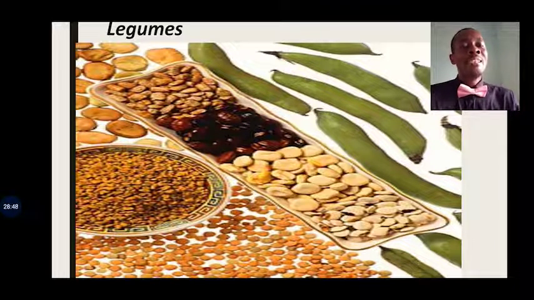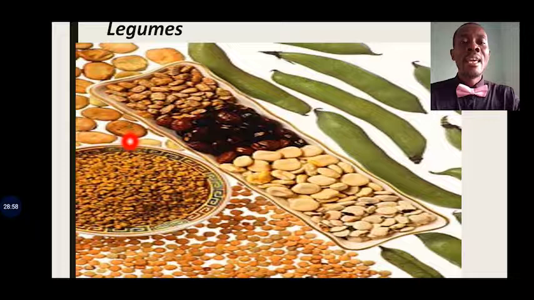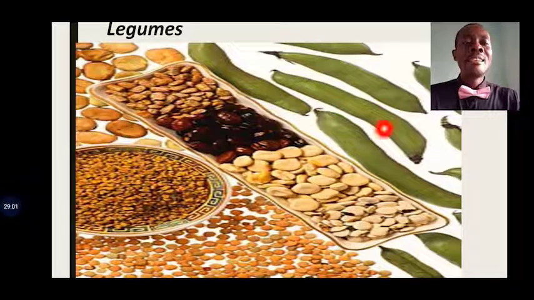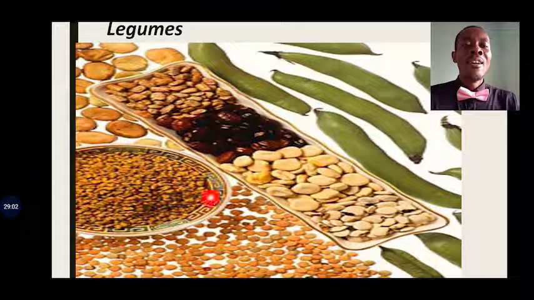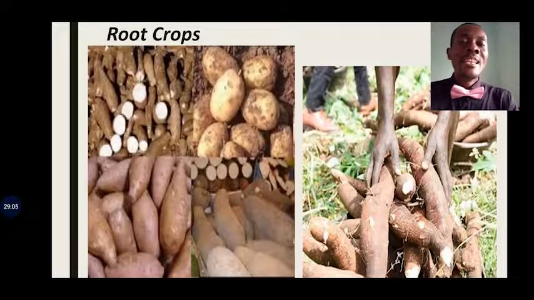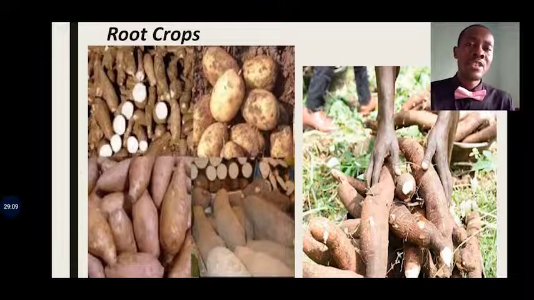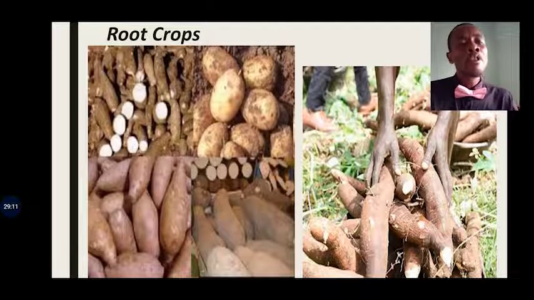All right? So this is the next group of crops known as legumes. As you can see examples on your screen, you can see those of the melon family there. You can see the beans. All of them are under the group called legumes. Then the next group of crops, according to agricultural classification, include the root crops.